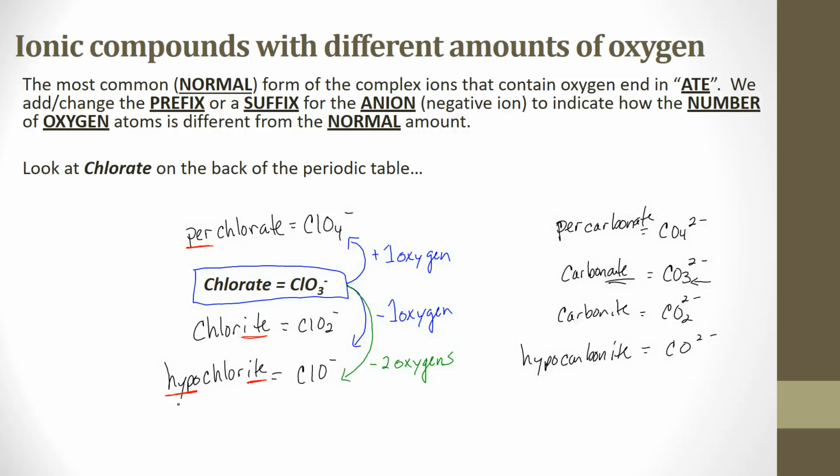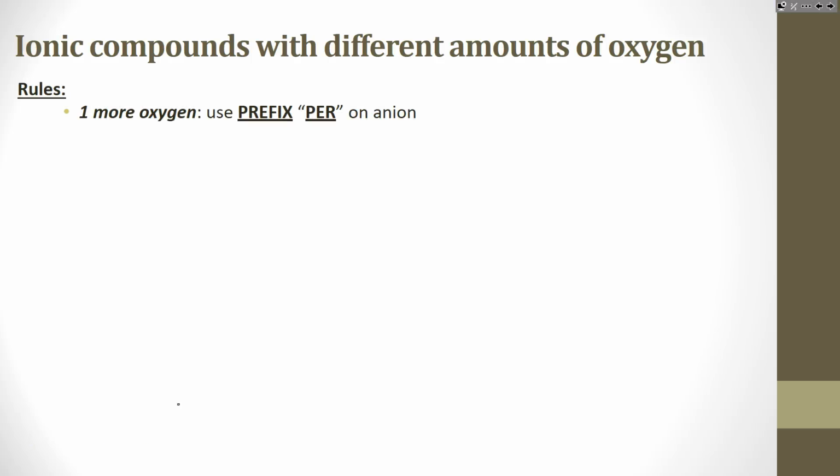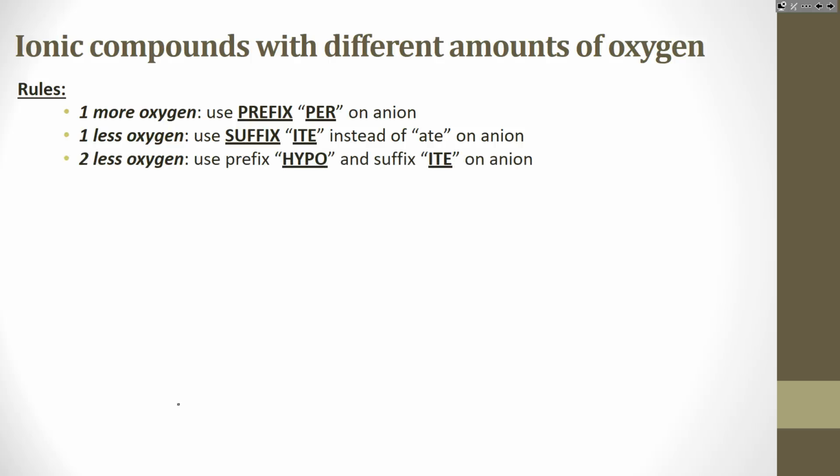So actually the prefix per also means fully. Like if you're perfect, you're fully fect. I don't know if that really makes sense, but perplexed, you're fully plexed, I guess. Anyways, that's where it actually comes from, but we just got to have this pattern down. So the rule is 1 more oxygen, we add the prefix per. 1 less oxygen, we add the suffix ite. 2 less oxygens, we add a prefix and a suffix, hypo-ite.